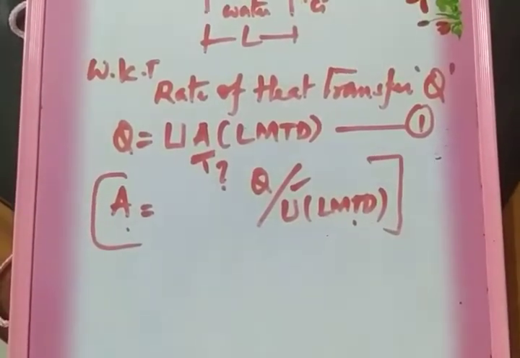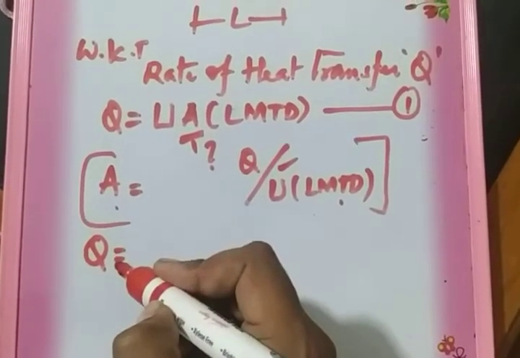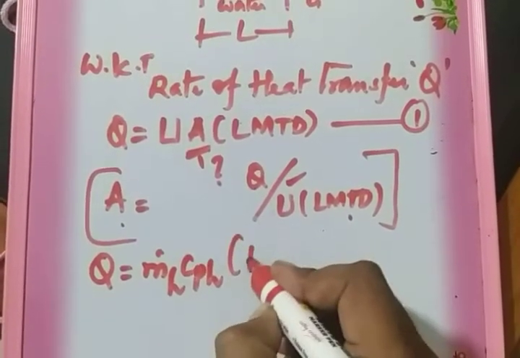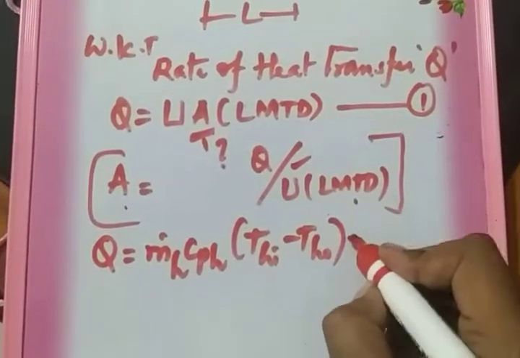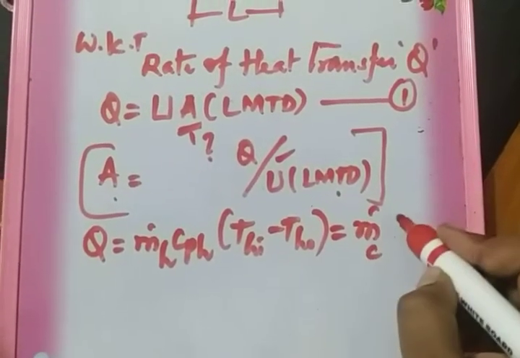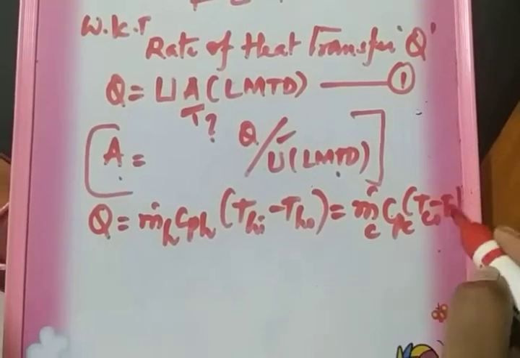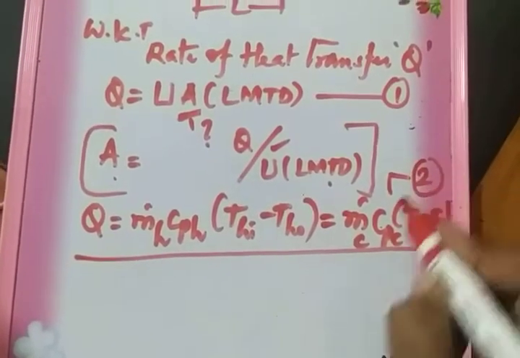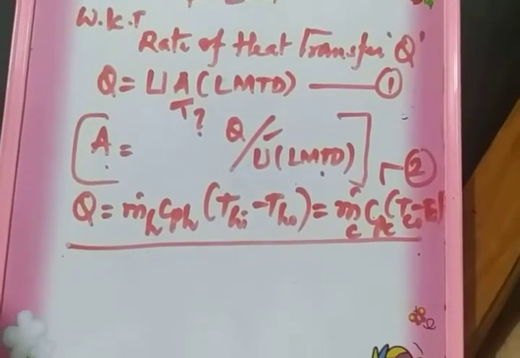Now we also know that Q is nothing but the amount of heat lost by the hot fluid, which is given by m dot H Cph into Thi minus Tho, which is also equal to the heat gained by the cold water, which is given by m dot C Cpc into TCO minus TCI. This is a standard energy balance equation. Say it as equation 2. Note that I have written Q here because they all are equal expressions.